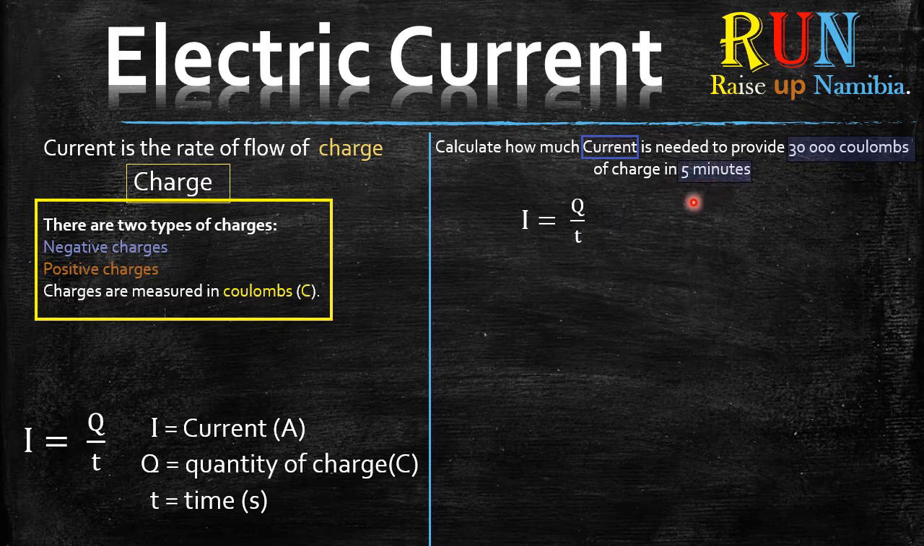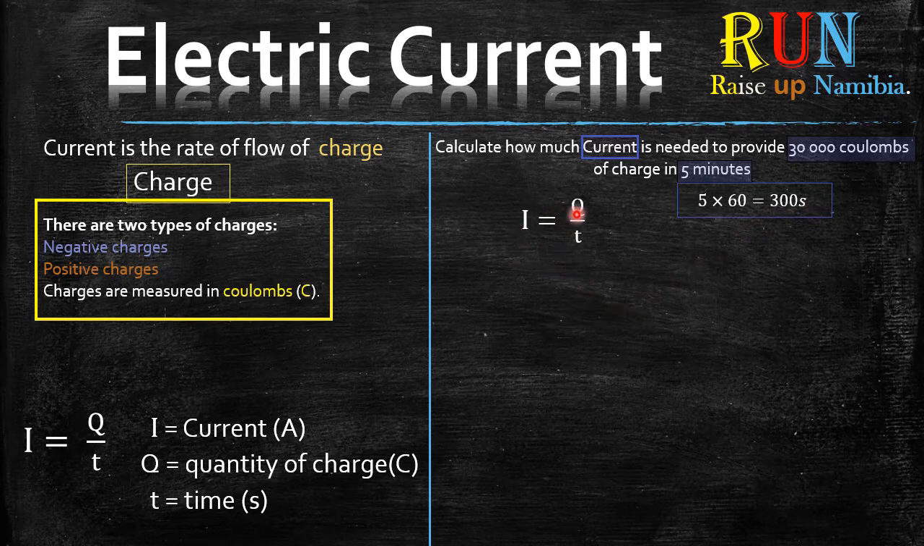But this is the tricky part. 5 minutes. I told you that time should always be in seconds. So if you are given minutes or any other units, you need to convert them back to seconds. So how many seconds are there in 5 minutes? If you calculate that, it will be 300 seconds, because in 1 minute there are 60 seconds. So we multiply 5 minutes by 60, and we get 300 seconds, okay?